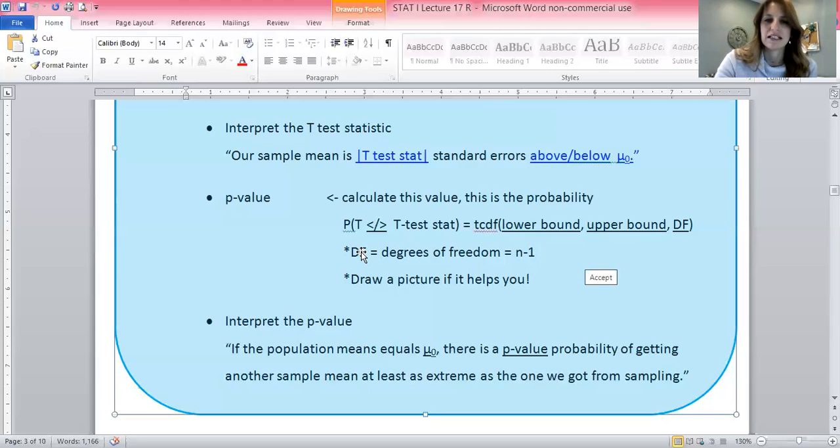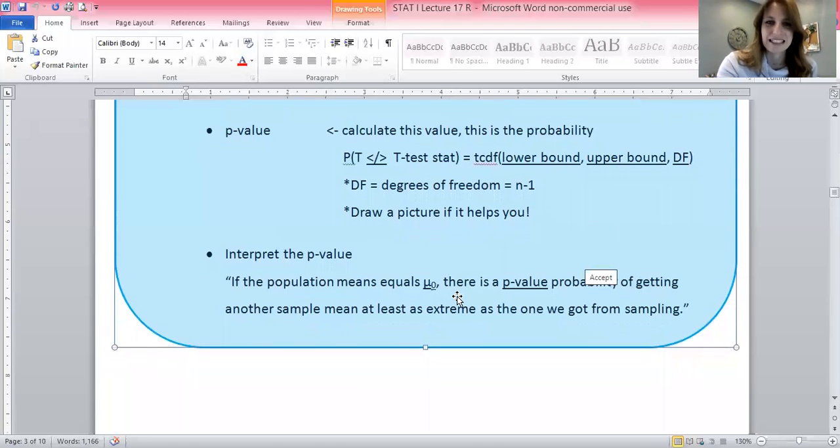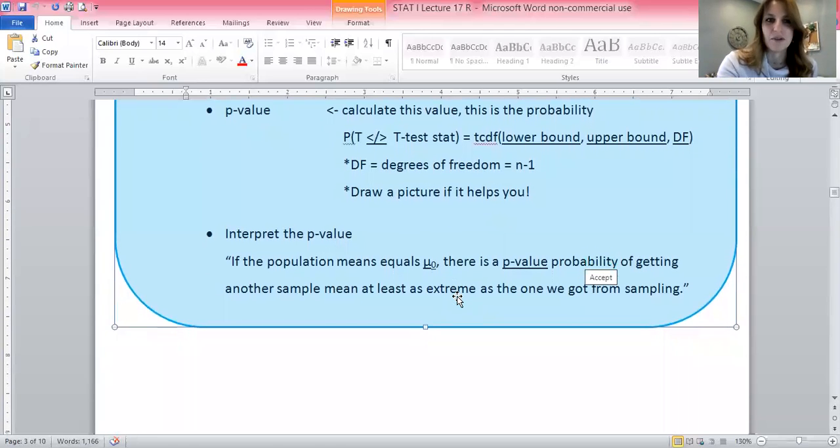So we're going to find this in our calculators in the same location as our normal CDF. When you turn your calculator on, you go to second VARS, which is distribution. And on my TI-84 Plus, it is option number 6, TCDF. Okay. I always encourage you guys to draw a picture. If it helps you, it helps most people. It helps me sometimes, okay? It's nice to get that visual.